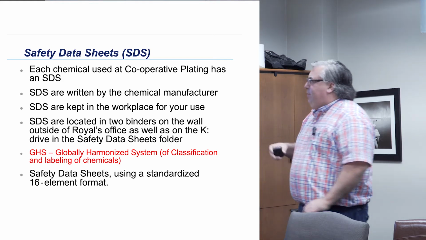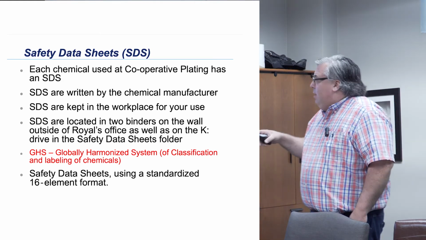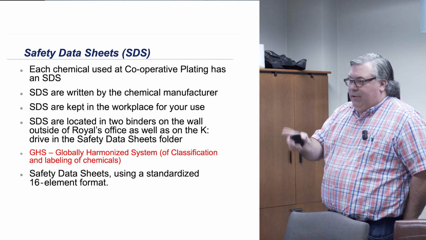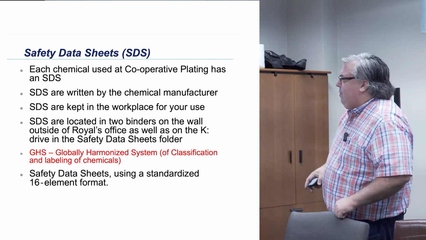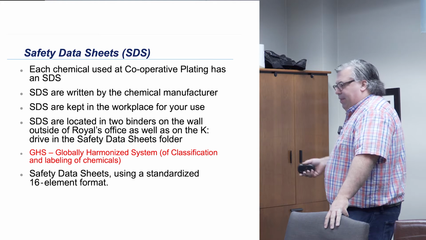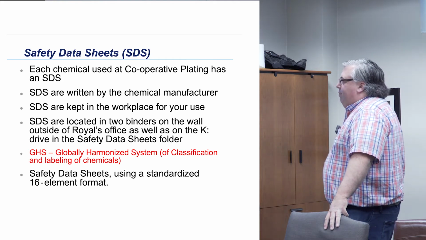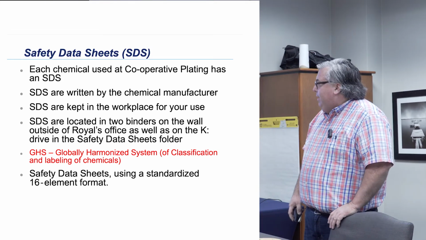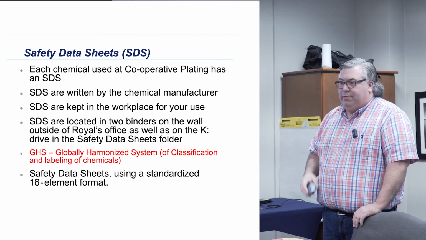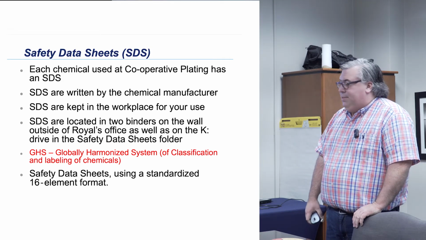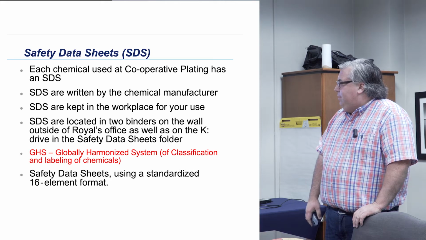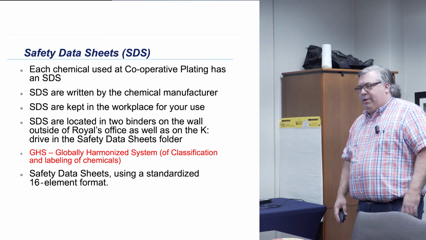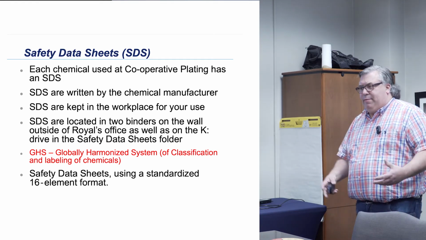So as I said, each chemical used at Cooperative has an SDS. They're written by the chemical manufacturer. They are here for you to use, right? It's very important that you know that they're there for you. So as I said, they're on the network and they're in those two binders. Nice thing is that GHS, that globally harmonized system, is also used on safety data sheets. There's 16 elements. We're going to go through them somewhat quickly, but I'll highlight the ones that I think of those elements that are most important for you.